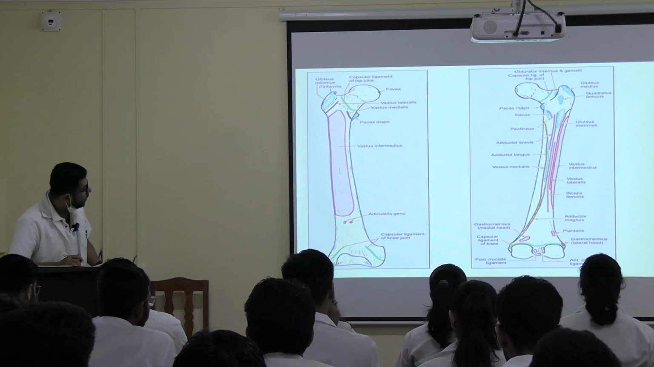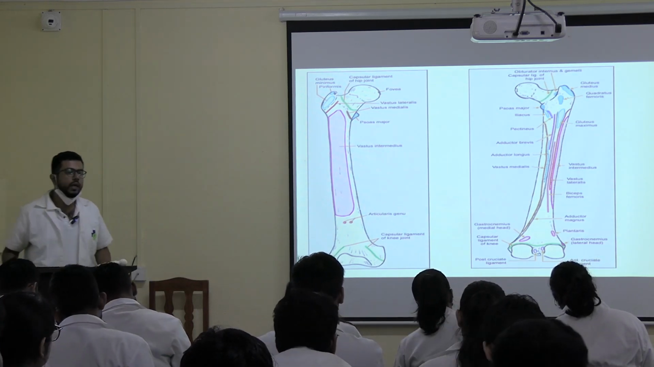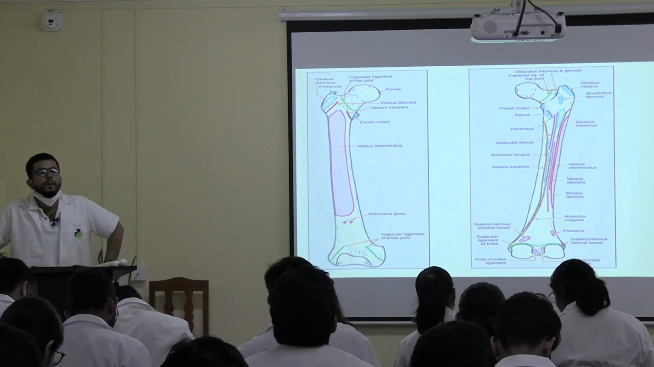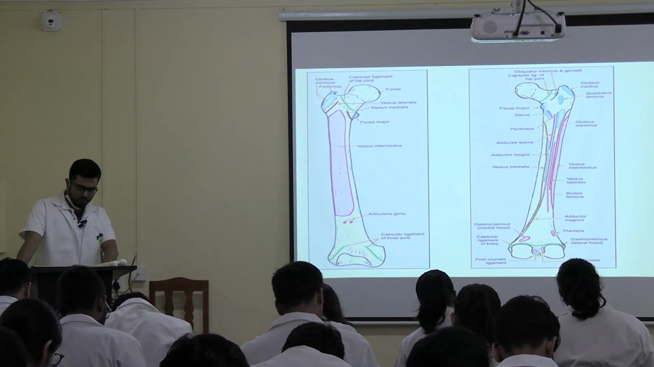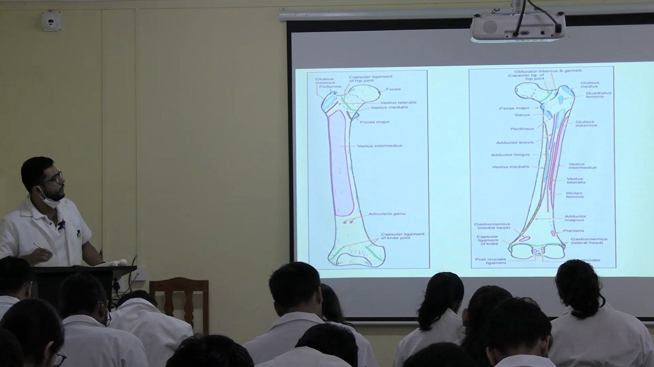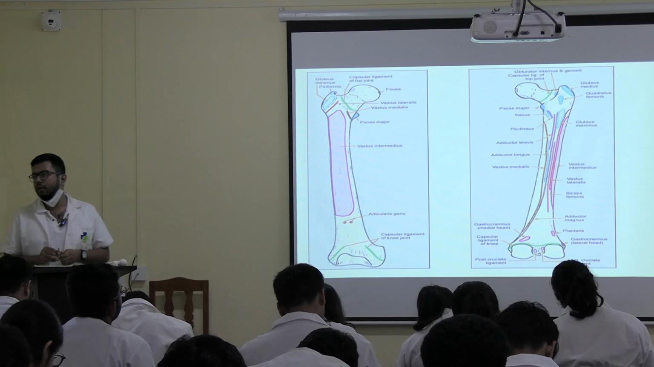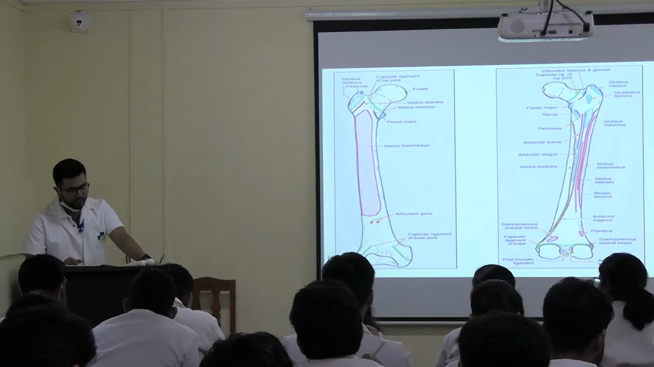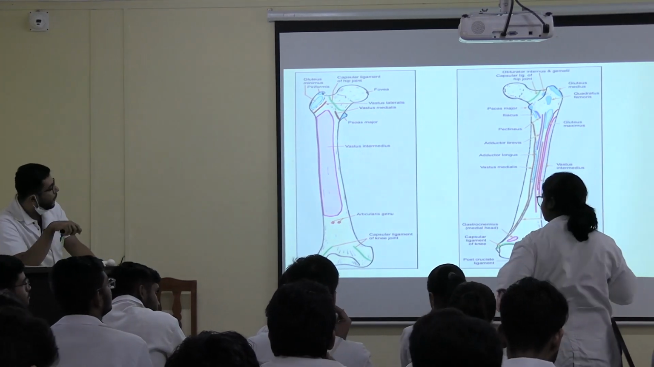Write down: adductor magnus is attached medial to the gluteal tuberosity. Then on linea aspera, and then on the medial supracondylar line.